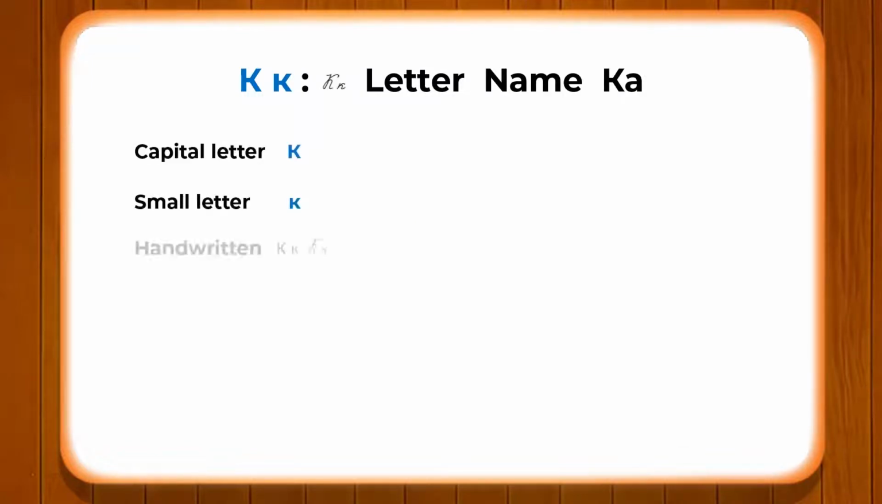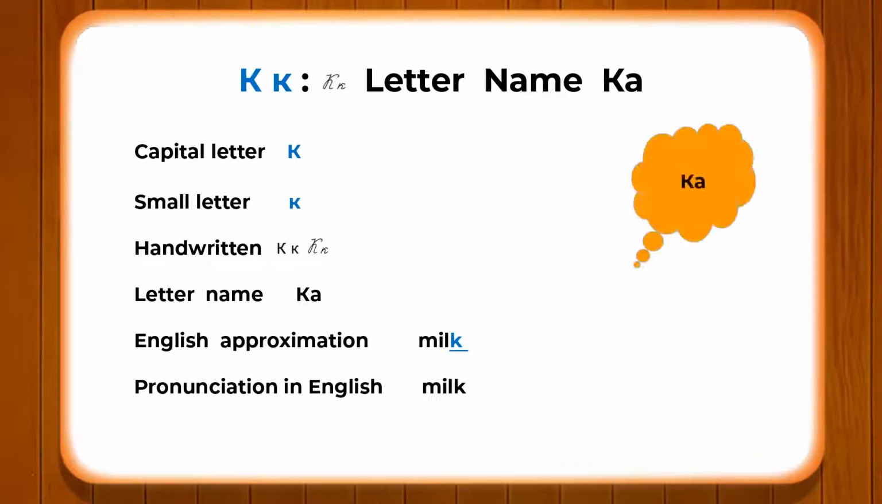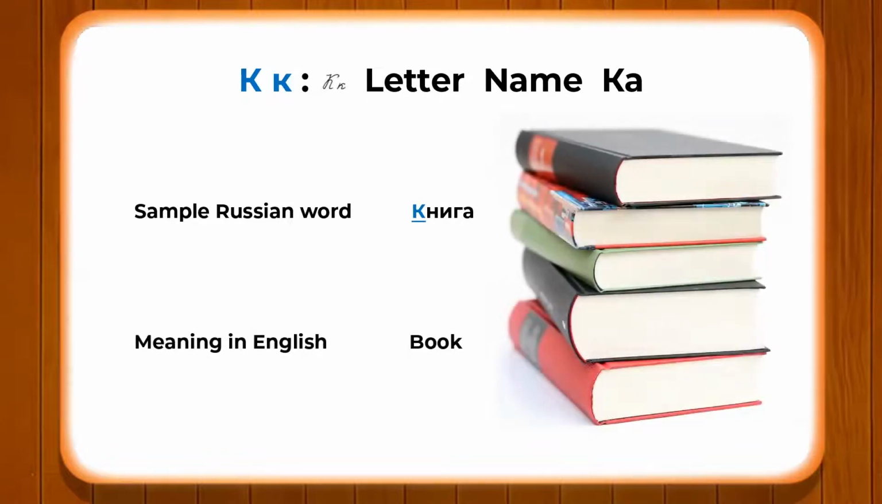The letter's name is Ka. An English approximation we have used so that you understand it properly is Ka as in milk. And in the Russian sample word we have used the letter Ka in the word kniga, which means book. Now, we will go to the next letter.